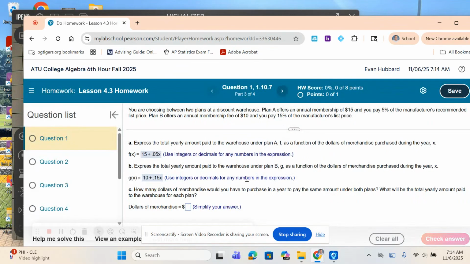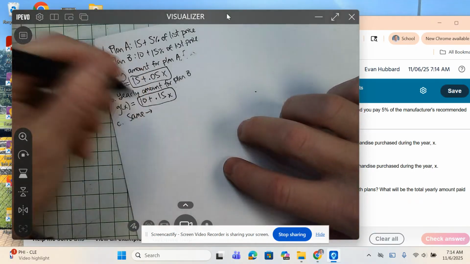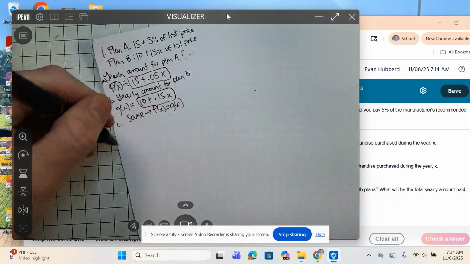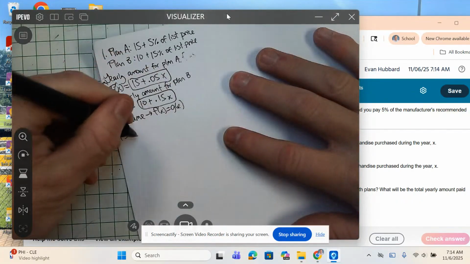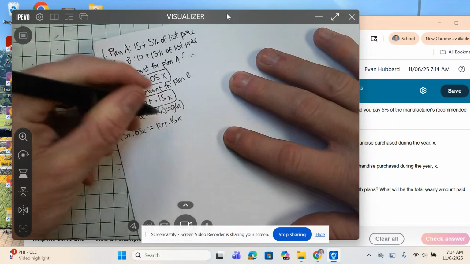Now, how many dollars would you have to purchase in a year to pay the same amount for each plan? So when will it be the same? So we want to know when it's going to be the same. So it's the same when f of x equals g of x. So I'm going to set these equal to each other. So 15 plus 0.05x equals 10 plus 0.15x.